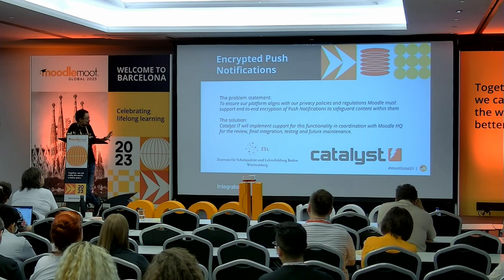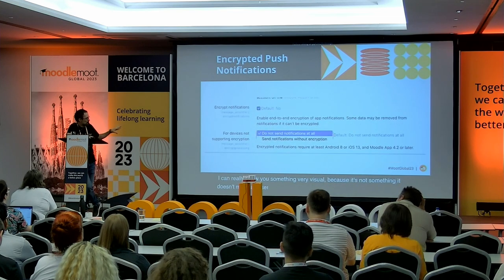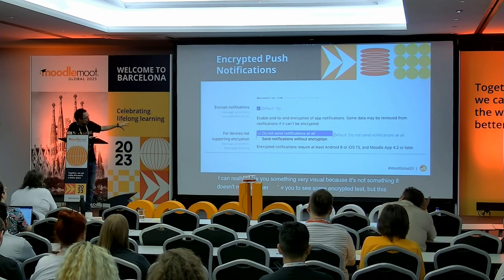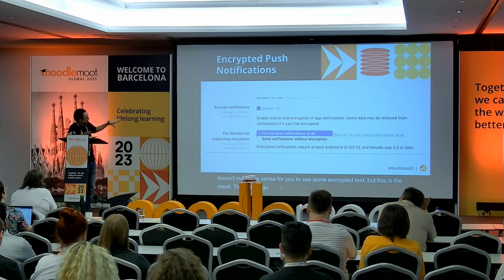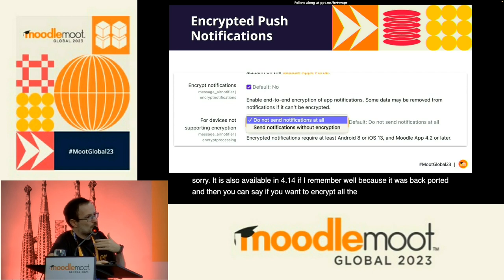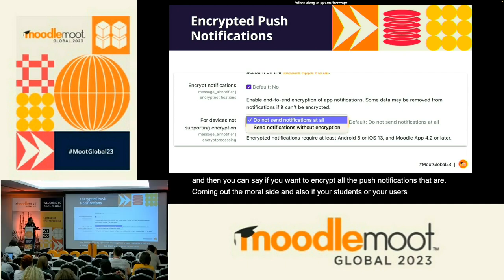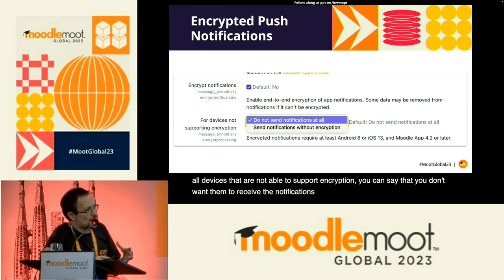I can't really show you something very visual because it doesn't make any sense for you to see some encrypted text, but this is the result. This is the configuration page in Moodle, available from 4.2 onwards. No, sorry, it is also available in 4.1, if I remember well, because it was backported. And then you can say if you want to encrypt all the push notifications that are coming out of the Moodle site. And also, if your users are using old devices that are not able to support encryption, you can say that you don't want them to receive the notifications at all, or that it's okay if the notifications are not encrypted.